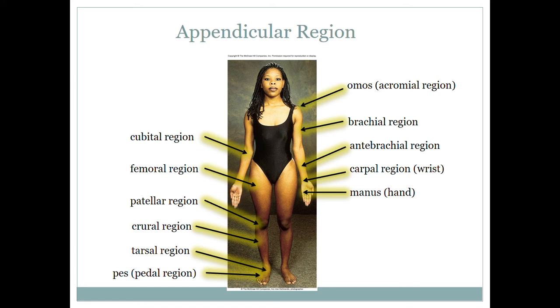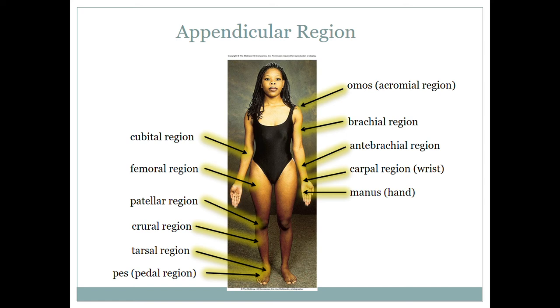The technical term for the upper arm is the brachial region, and the technical term for the forearm is the antebrachial region. The area of the wrist is called the carpal region, and the technical term for the hand is manus.